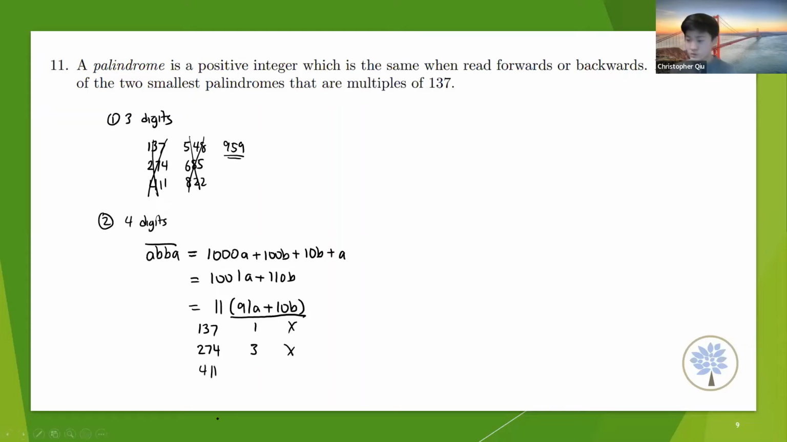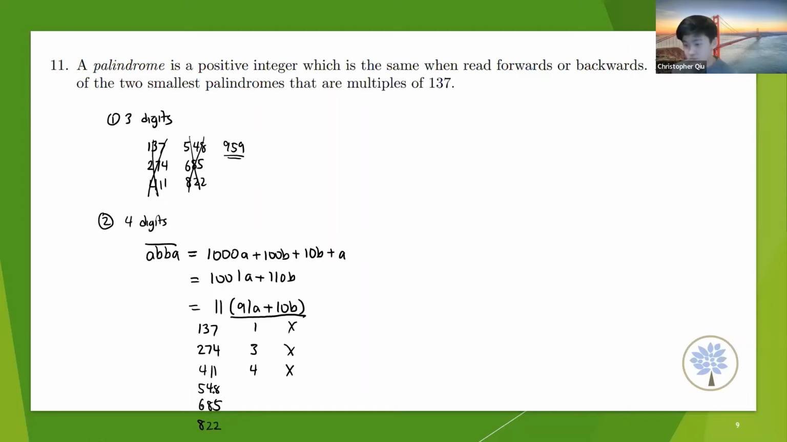And then we can try 411. We must have A equals 4, and then 10B equals 411 minus 91 times 4, which is not a multiple of 10. So this is bad again. Then you can keep on checking the remaining 3-digit multiples of 137, because this thing is at the very most 91 times 9 plus 10 times 9, which is 909. So it has to be a 3-digit number, and we can see that no other values of A and B work.